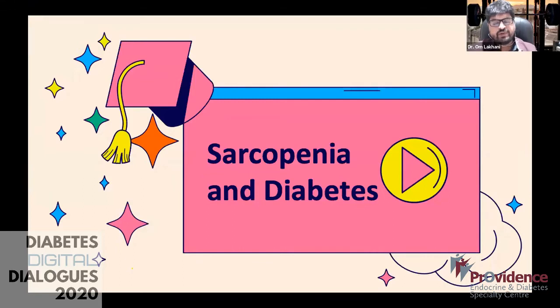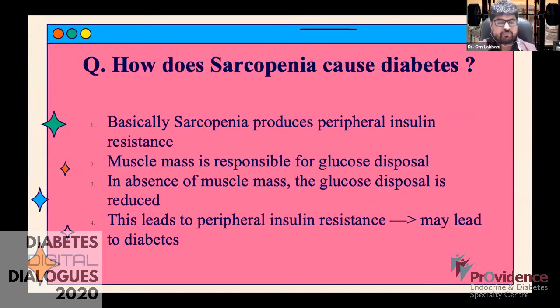Again, looking at sarcopenia and diabetes mellitus, what sarcopenia does is it produces peripheral insulin resistance. Remember, muscle mass is responsible for your glucose disposal, that is diabetes 101. So in the absence of muscle mass, the glucose disposal is naturally reduced. It is simple to understand, and this leads to peripheral insulin resistance, which may of course lead to diabetes.